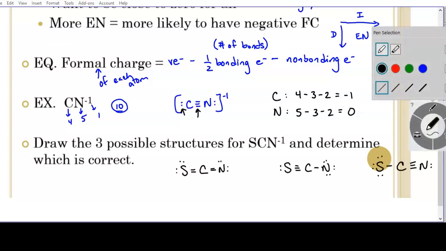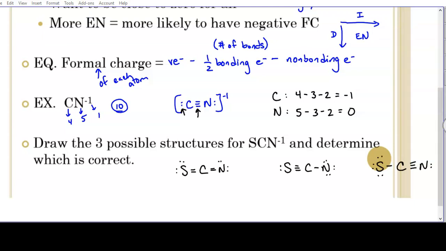These are the structures you should have been able to come up with. Valence electron-wise, S is 6, carbon is 4, nitrogen is 5, and then the -1. So you have a total of 16. You connect them all initially. You fill all the octets. When you count those, you get 20. That indicates that you need some double bonds. And so you should have ended up with something like that.